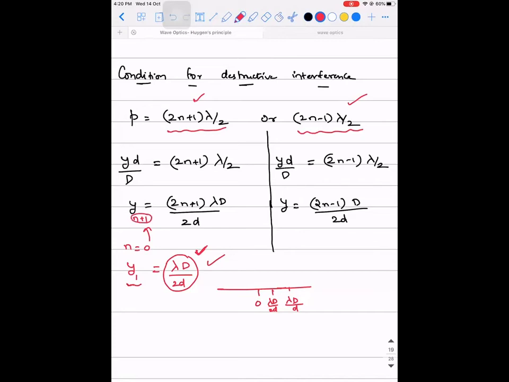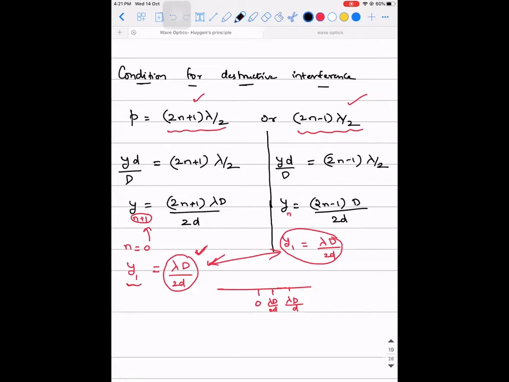So y(n+1) is equal to (2n+1) into lambda D by 2d. Whereas if you take it as (2n−1), that time you can take it as n. Now you see, you take y1, that is lambda into capital D by 2d. You can ask me, why not put 0 here? I cannot put a 0 here. So y1 is equal to lambda D by 2d. Aren't they both matching? According to the mathematical induction concept, aren't they both matching? Yes, sir. Now you understand.